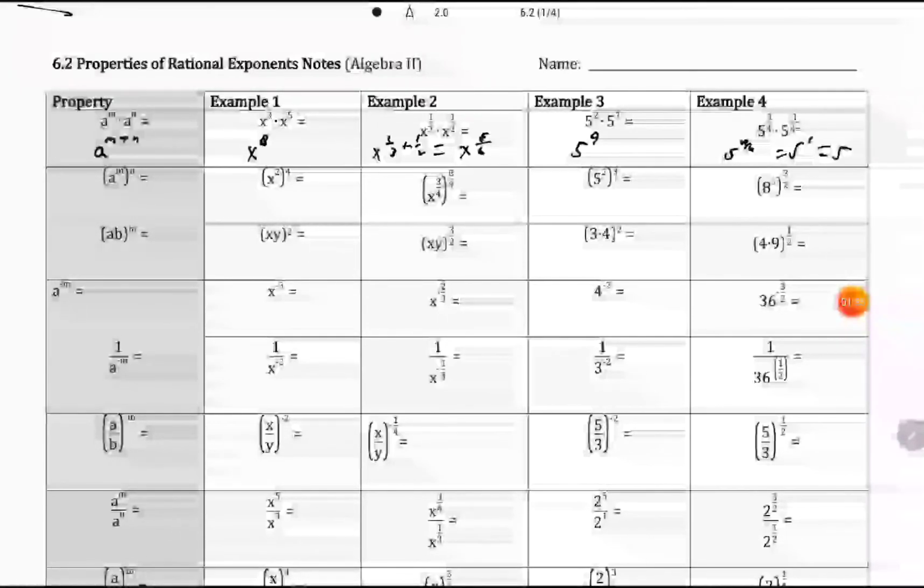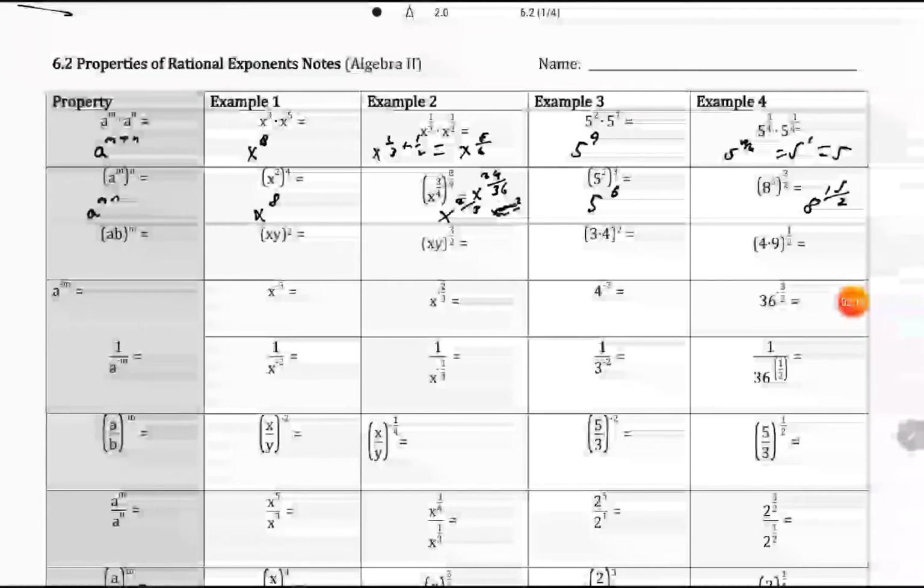Okay, let's look at this other rule. If we have a to the m to the n, then we multiply the exponents. So mn, so x to the 2 to the 4th is 2 times 4, which is x to the 8. Oh, geez. This is x to the 24/36. And that reduces to 2/3, or x to the 2/3. This is 5 to the 6th. This is 8 to the 15/2.